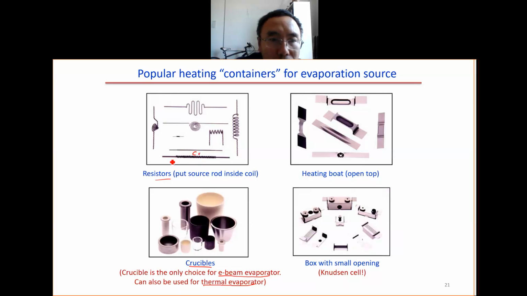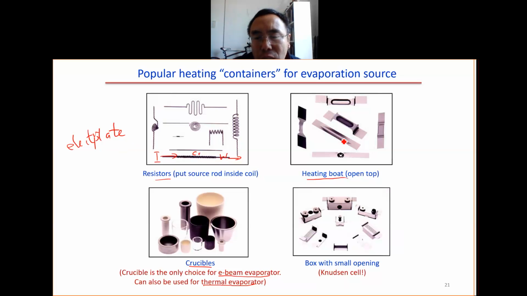What you see here, black, is the chromium. So we pass the current. Here is the tungsten. We pass the current along the tungsten wire to heat up the chromium. The chromium is deposited on the tungsten wire by electroplating.